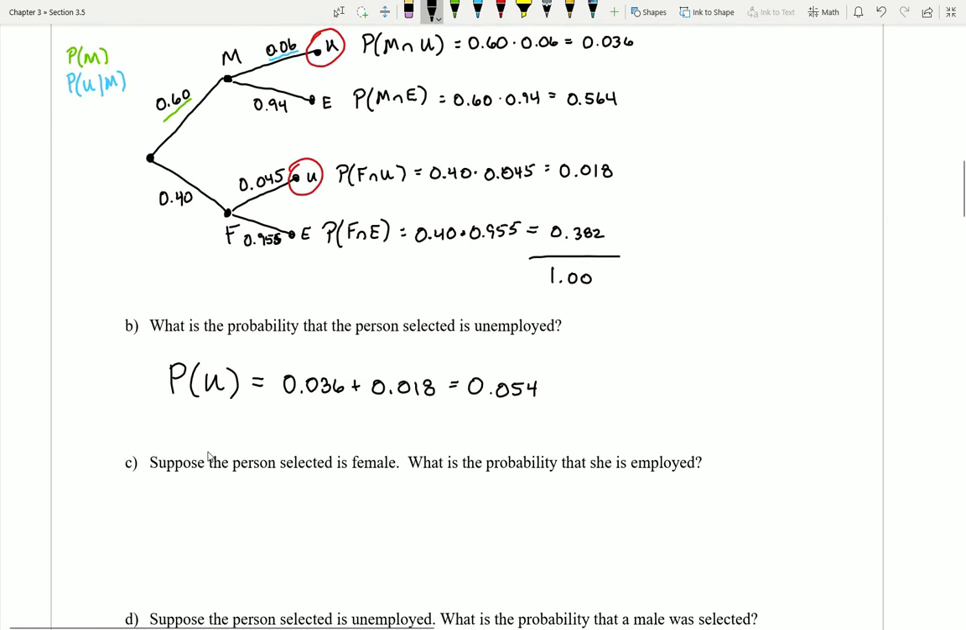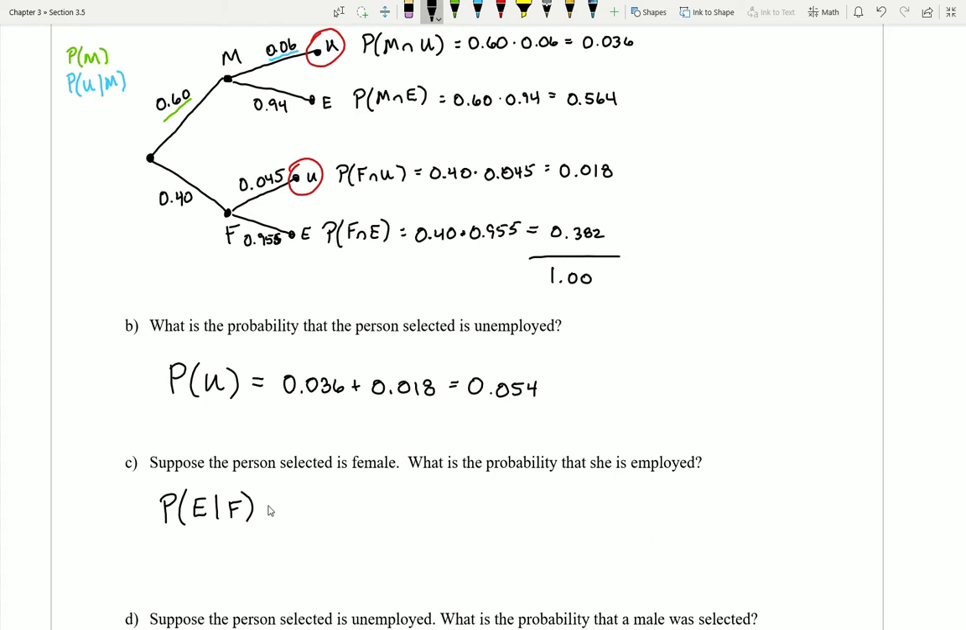We'll take a look here at part C. We can also do some other questions here. Suppose here that the person selected is female. Okay, perfect. Person selected is female. And what is the probability that she is employed? So notice that the question here is conditional. I know that the person is female. I want to know what are the chances that they're employed.